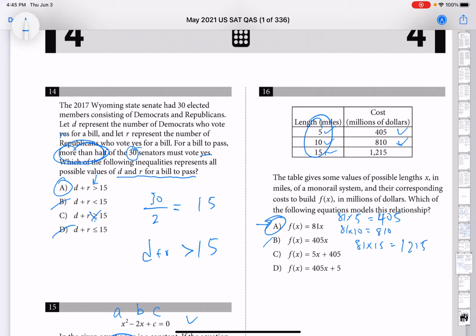If you plug in the other ones just really quick, they shouldn't work. If you think about it, 405 times 5 is not going to work for 405, so it's not B. 405 plugged into C is not going to work either because you already started with 405. And it's not going to be answer choice D either. So for number 16, the answer choice should be A.